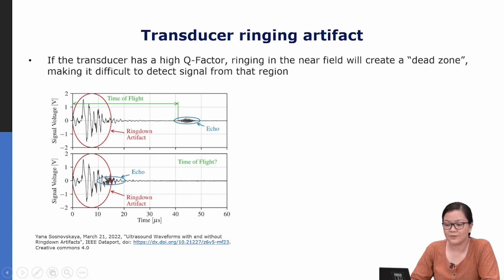But if your structure was really close to the transducer and you have the ring down artifact, the echo signal from the structure will interfere with the ring down artifact of your transducer. Therefore, it will be difficult to identify the scatterer at that location. So this is what's called a transducer ringing artifact.